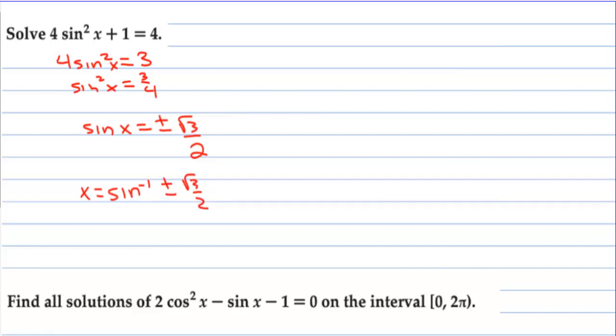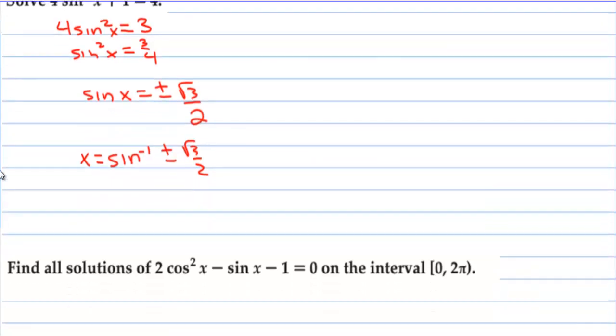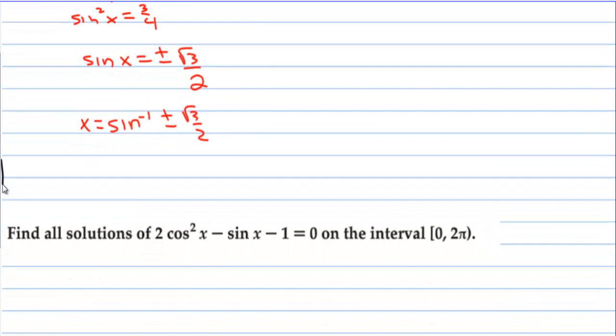Now we have to take care of the plus and the minus. So we want to know where sine is square root of 3 over 2, and that's at the pi over 3's. So pi over 3, 2 pi over 3, 4 pi over 3, and 5 pi over 3.